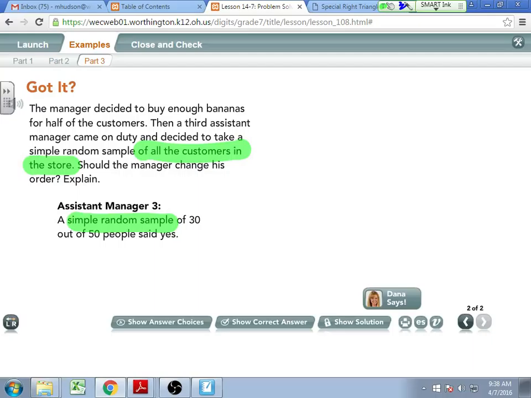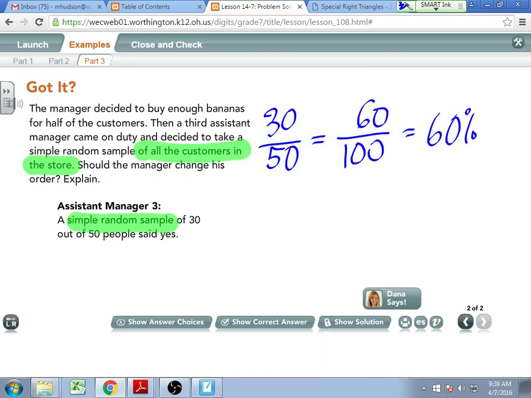What will 30 out of 50 be as a percent? If I have 30 out of 50, to make that a percent, we need to make it over 100. So that becomes 60. So this is 60%. Manager 2 said 50%. Manager 3 said 60%. What do you think? Would you change your sample? Take a moment, write down your answer, and why.